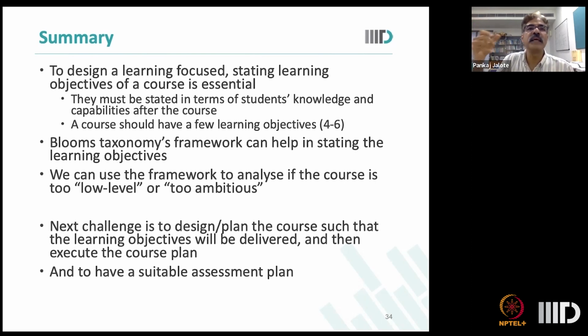And we've already seen learning is about what knowledge the student has acquired as a result of your instruction, of your teaching, which is not just lectures, but assignments, exams, everything that you do in your course. At the end of the course, what the student has learned, what is his knowledge. So it must be in terms of students' knowledge and capabilities after the course. And a course should typically have 5, 6 learning objectives. It's not topics. It's not that the student will understand concept A, will understand concept B, and you just list that. It is at a higher level.